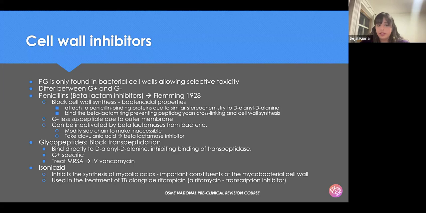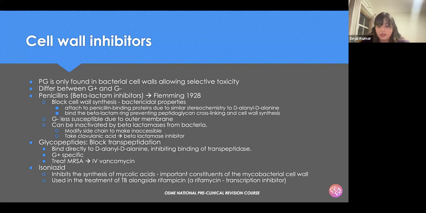Another example are glycopeptides. These block transpeptidation, which is an important factor of the peptidoglycan cell wall layer. They bind directly to the D-alanine bit, which inhibits the binding of transpeptidase. So they don't have similar stereochemistry to this. They bind directly to it, so basically preventing it from binding to penicillin binding proteins as well. These are gram-positive specific, and they're used to treat MRSA. So for example, you can use intravenous vancomycin to treat it.